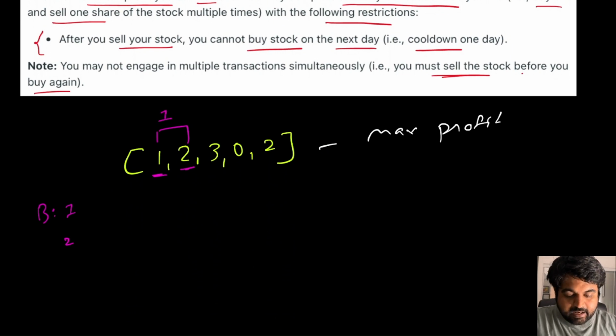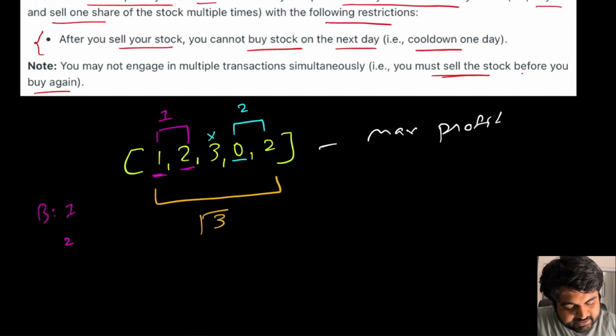Then remember, after selling we'll have to wait one more day for the cooldown. So let's say we decide to cool down on this day, then we buy again when the price is 0, and then we sell again when the price is 2. So we make a profit of 2 units over here. So in total, amongst these prices, the maximum profit we can make is going to be 3.